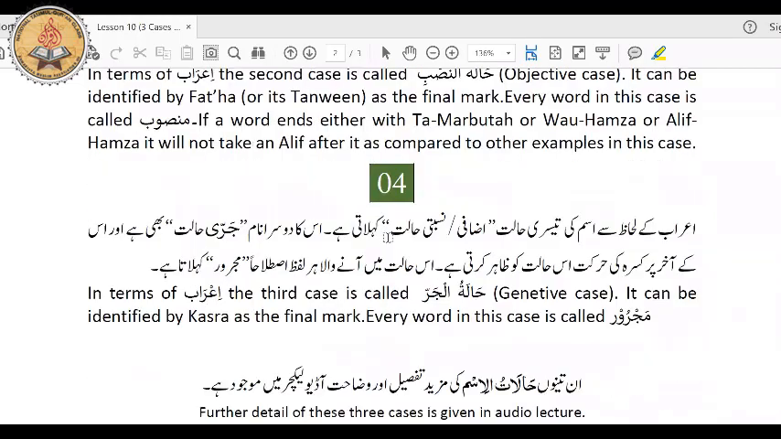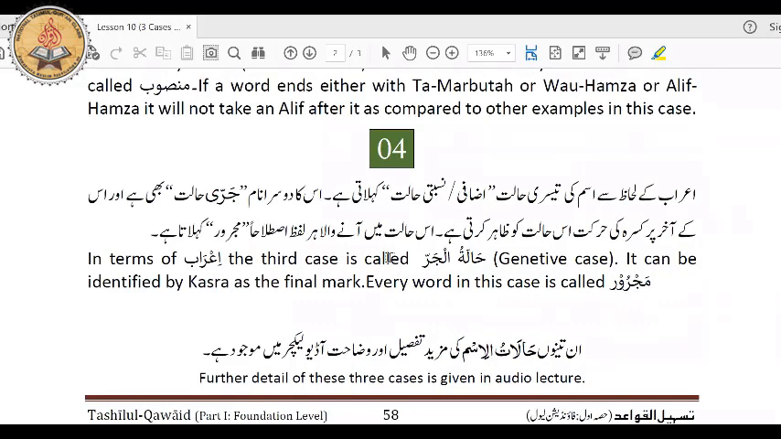In terms of i'rab, the third case, which is a kasratain, is called halatul jar, the genitive case. Those who understand English grammar are also familiar with the genitive case. Otherwise, the notes have been given. You can explore it in your own study from a dictionary or an English grammar book. So it can be identified by kasra as the final mark.